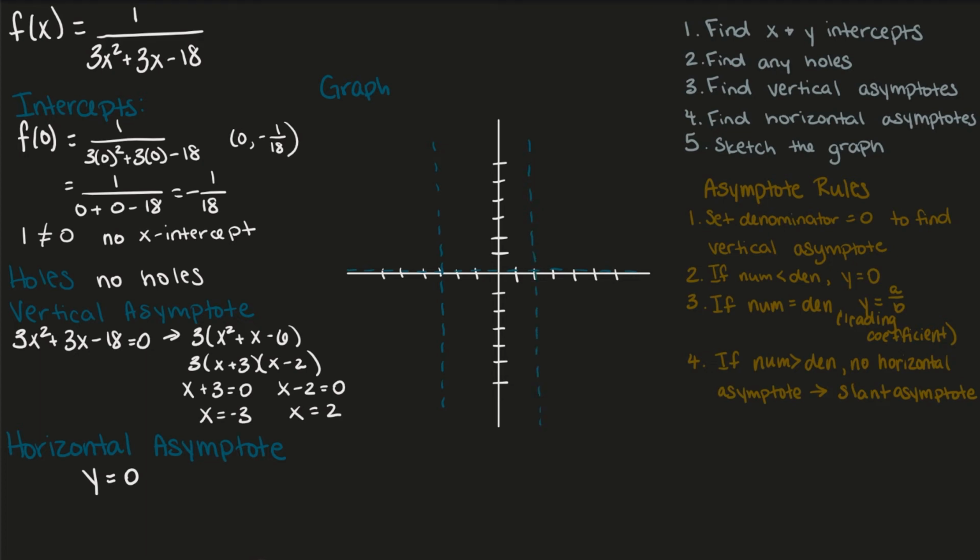Next, we don't have any holes that we need to identify, so let's plot our x and y intercepts. We don't have an x-intercept, just a y-intercept, and that y-intercept is at (0, negative 1/18), so almost at our origin. And now we can sketch the graph.